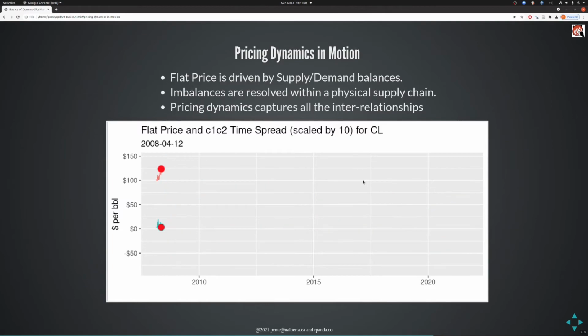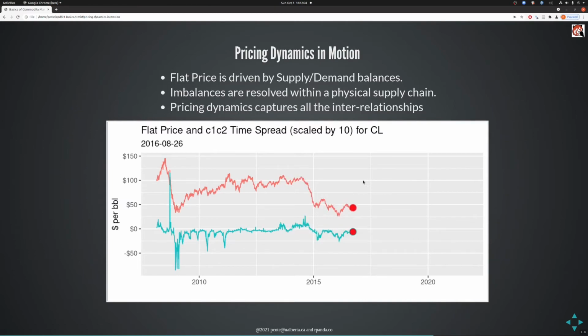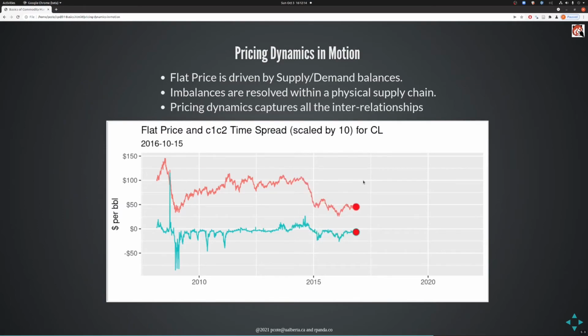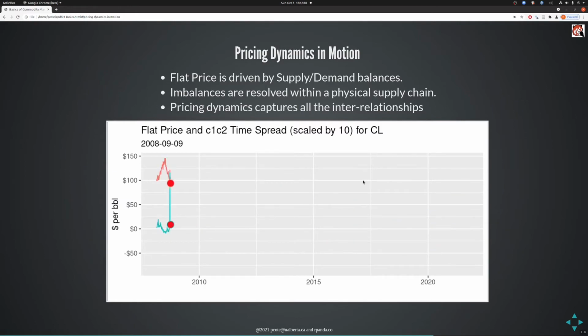Now, as we can see from this chart, there is somewhat of a correlation in the pricing dynamics between flat price going up and the time spread moving into positive territory, and flat price moving down and the spread moving into negative territory. The nature of that dynamics is again rooted in supply-demand balances.